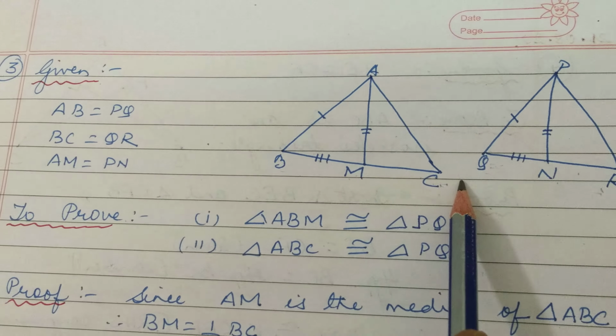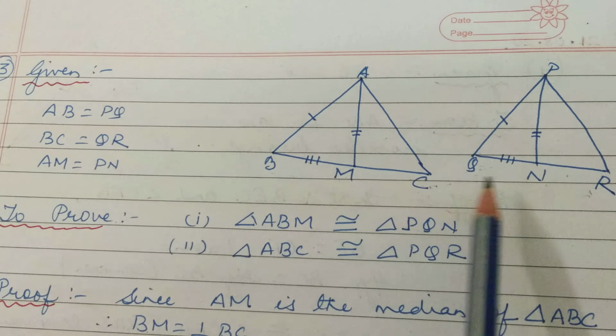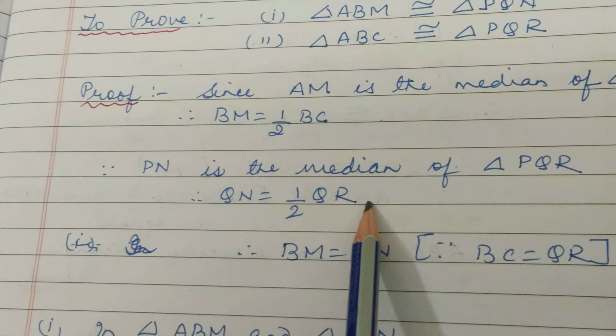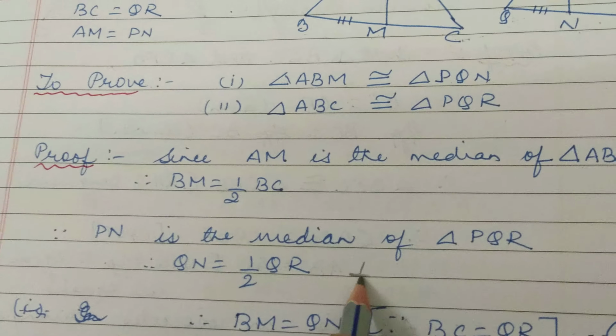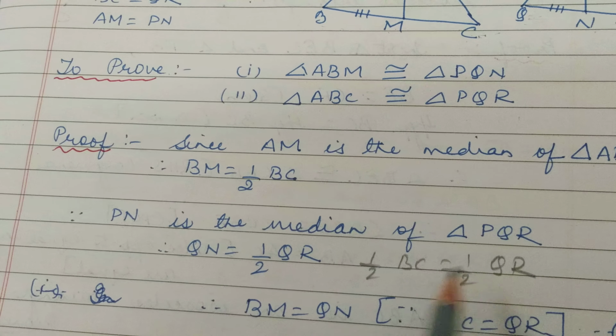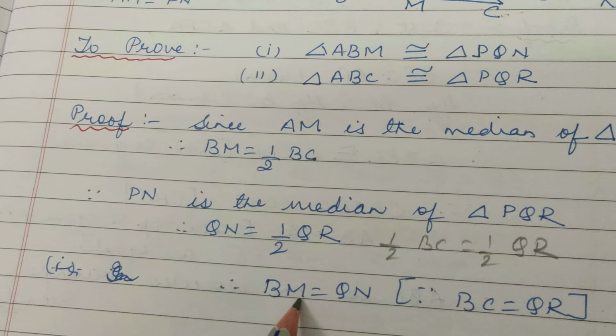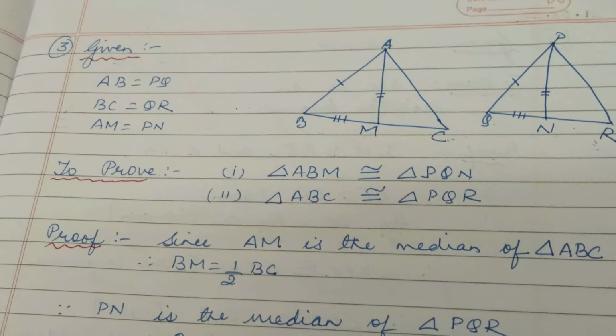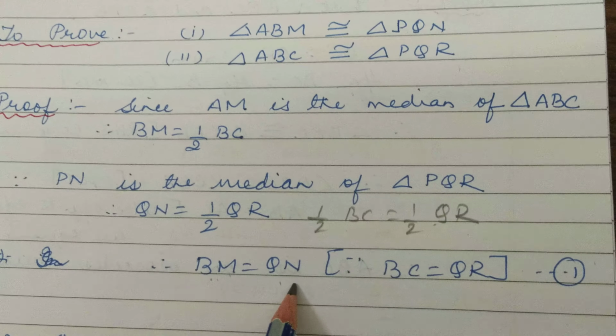Now it is already given that BC equals QR. So if BC equals QR, half BC will be equal to half QR. Now what is half BC? BM. And what is half QR? QN. Therefore, BM equals QN.